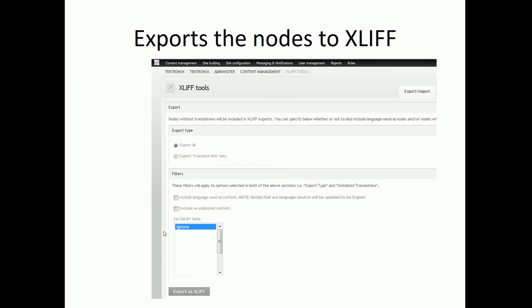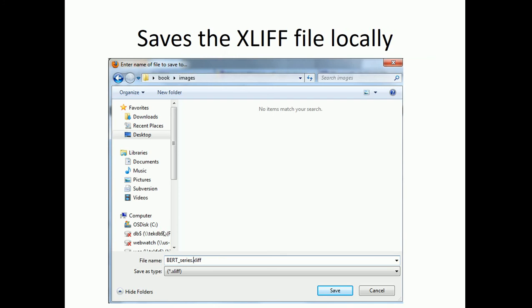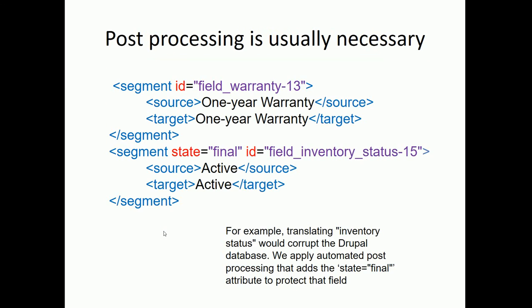They export those nodes to XLIF. They save the file locally. They do some post-processing, right? Because some things they do want to have translated, like one-year warranty, and some things like field inventory status they do not want to have translated. So the tool allows you to set the state as final, which will shield that particular segment from being translated.